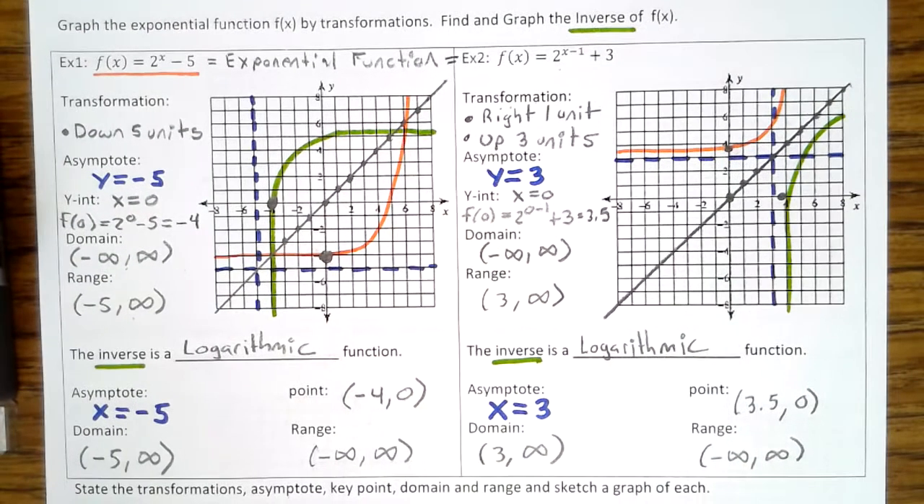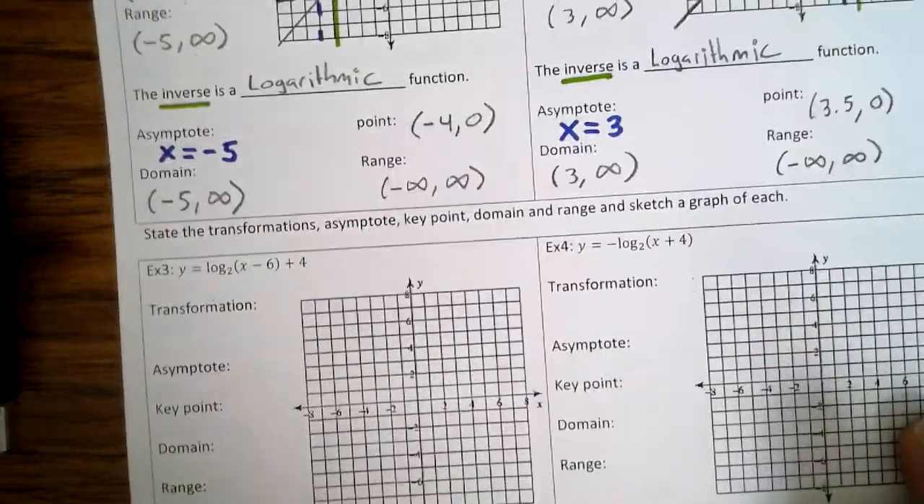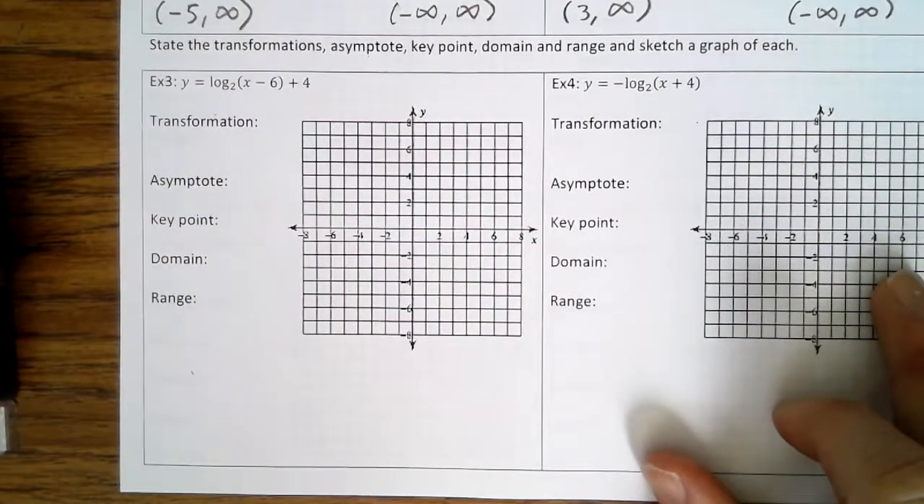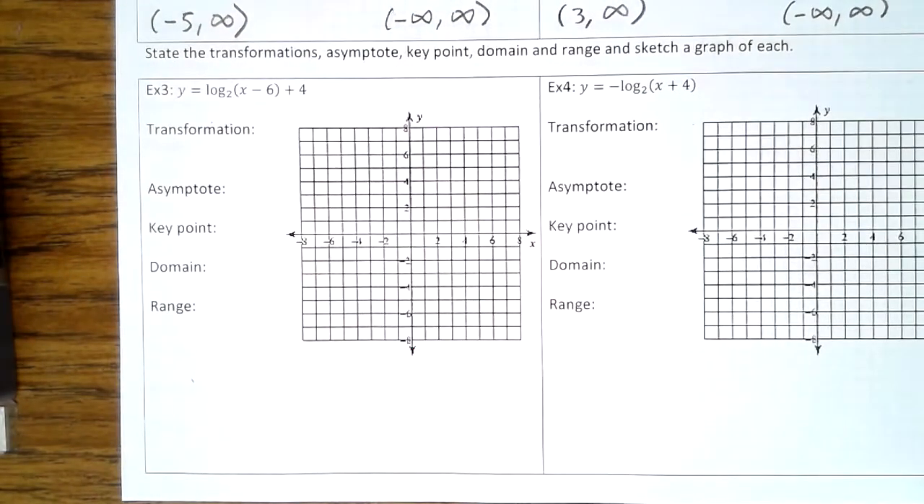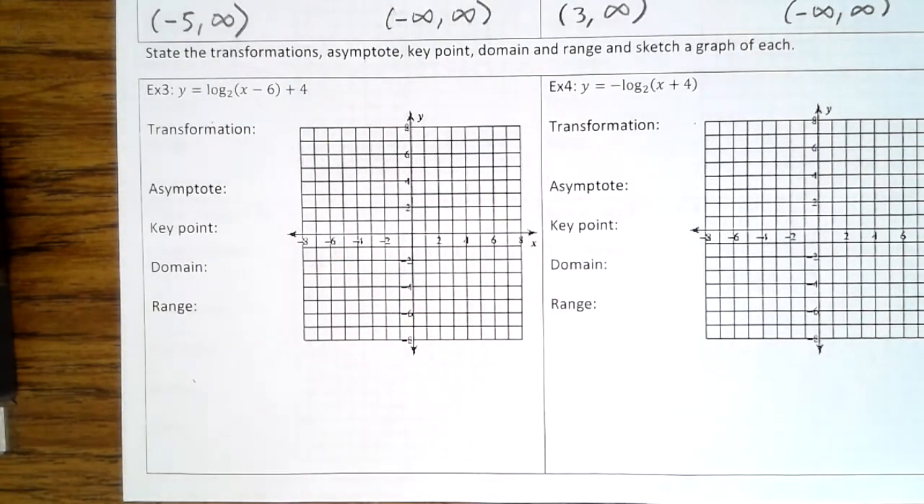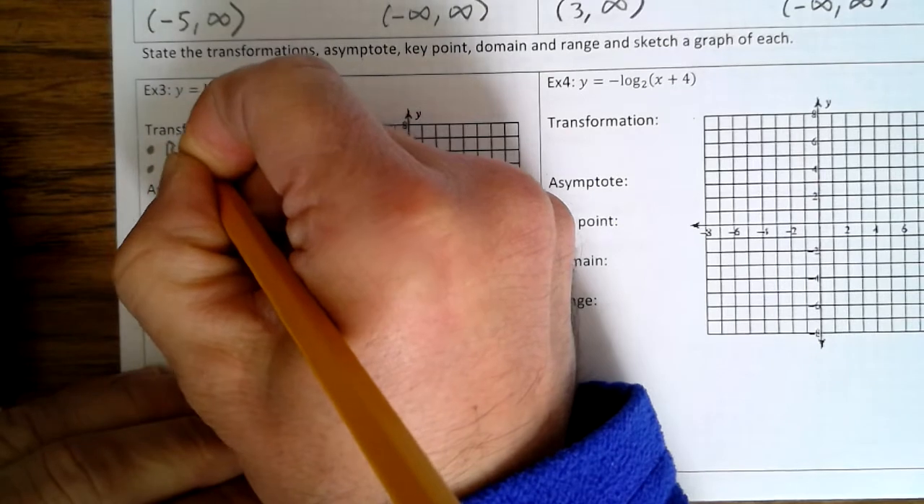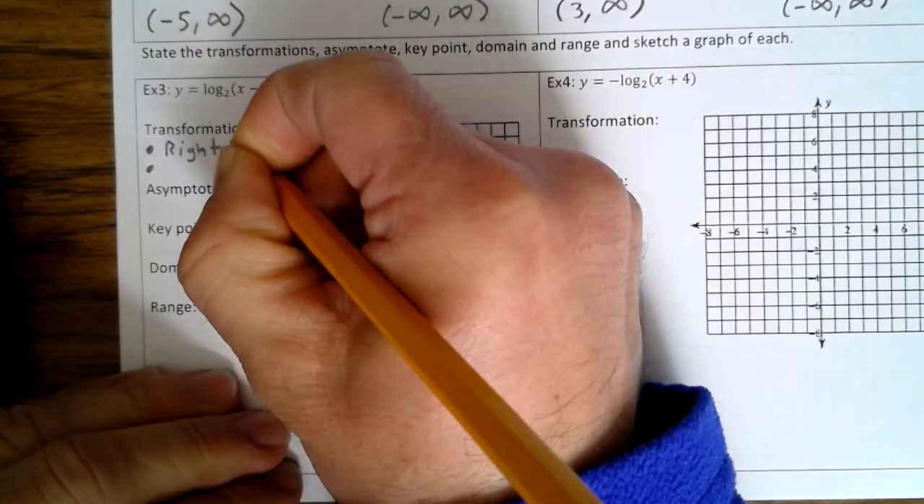All right, let's take a look at example 3. It says state the transformations, asymptote, key point, domain, and range, and sketch a graph of each. So now we're graphing the logarithmic function here. All right, so let's first state the transformations. Looks like we have right 6 units and up 4 units.